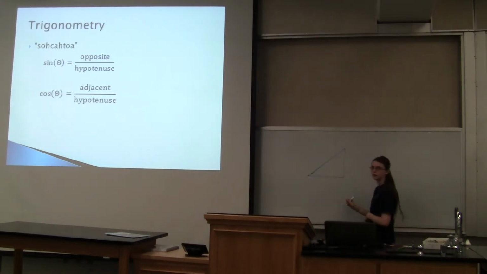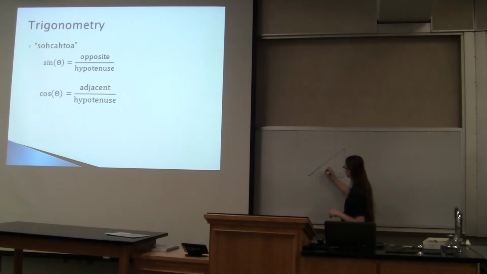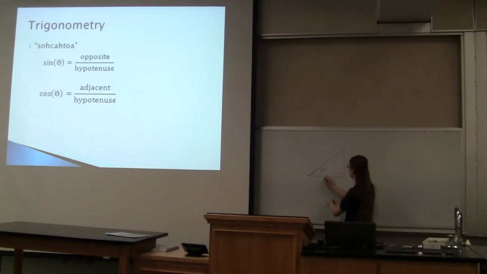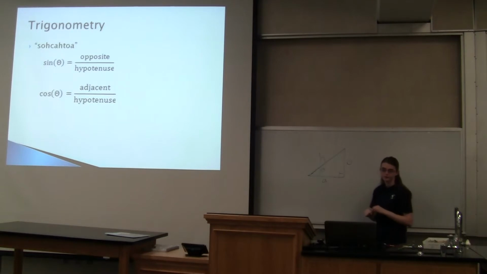Okay, so we have our triangle, and it has to be a right triangle, right? So here's my angle. Here's the opposite side to that angle. Here's the adjacent side to that angle. And then here's the hypotenuse of our triangle.